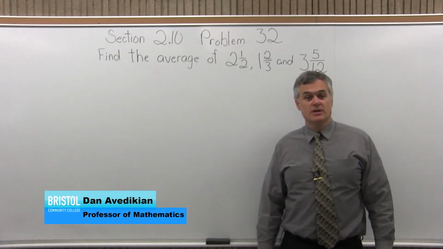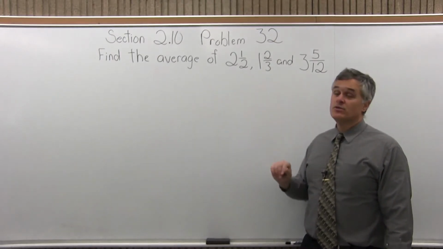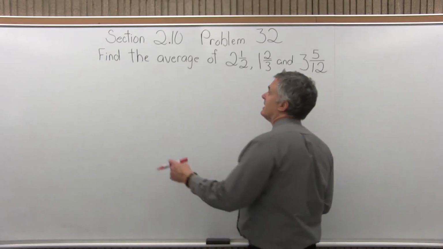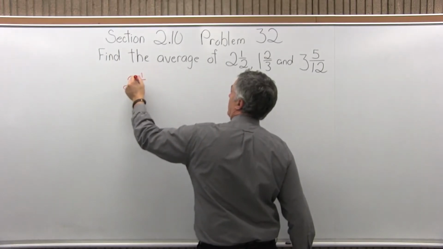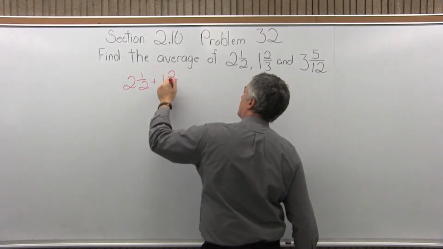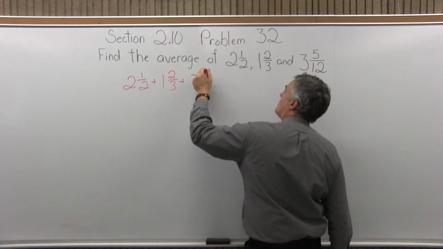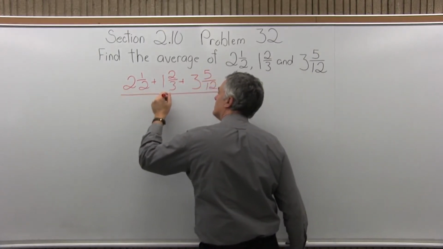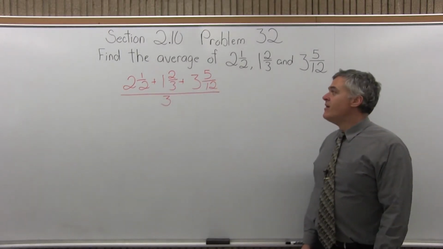This is Section 2.10, Problem 32. It says find the average of 2 1/2, 1 2/3, and 3 5/12. So to find the average of three things, I have to add the three things together and divide by 3. So we'll add 2 1/2 plus 1 2/3 plus 3 5/12, and whatever that adds up to, I'm going to divide that by 3 because I have three things.